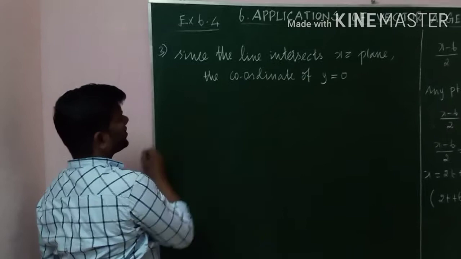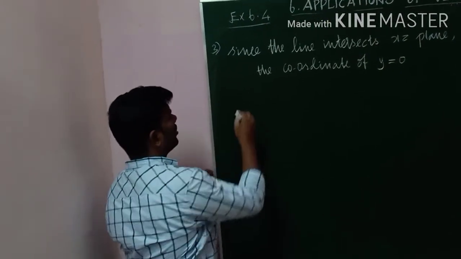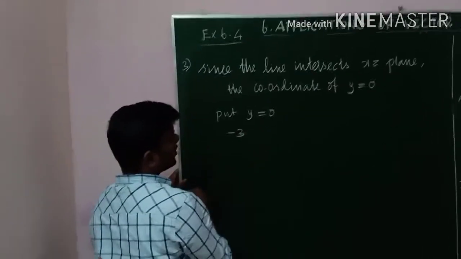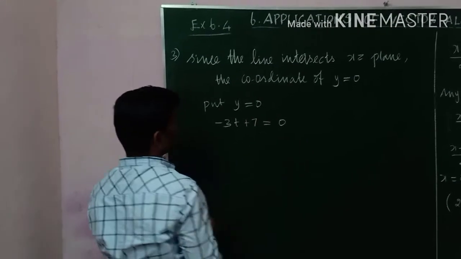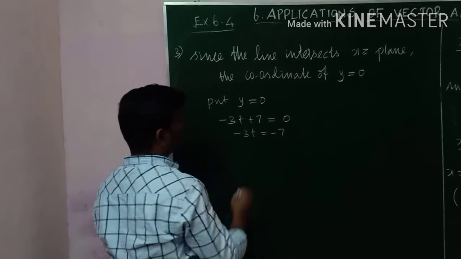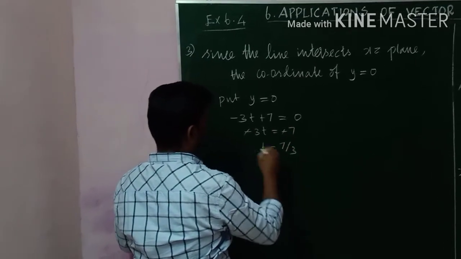Since the line intersects the xz plane, the y coordinate is 0. So put the y coordinate equal to 0. Here the y coordinate is -3t + 7, which is equal to 0. So -3t = -7, the minus signs cancel, and t = 7/3.